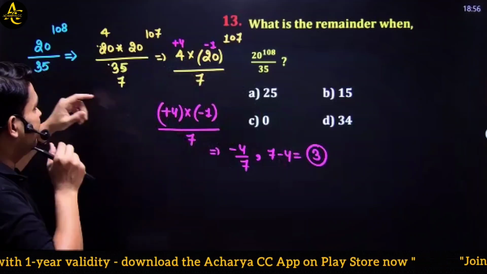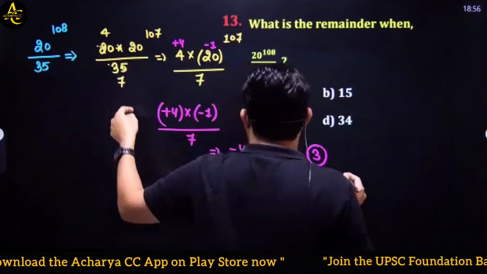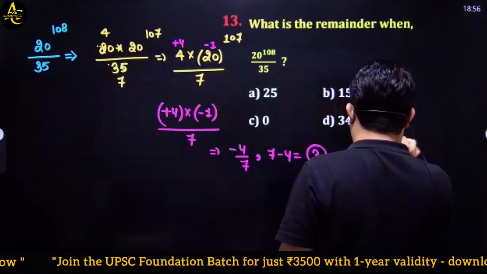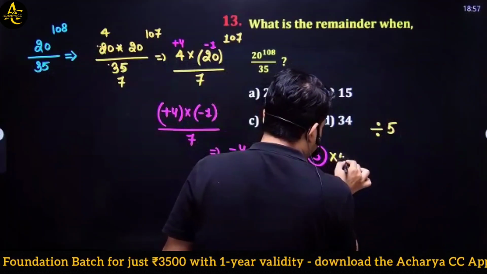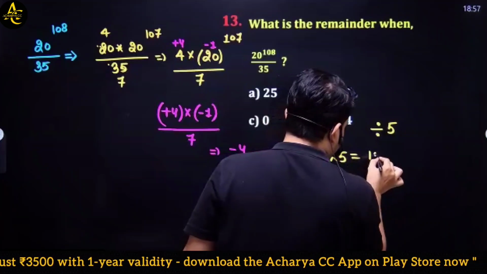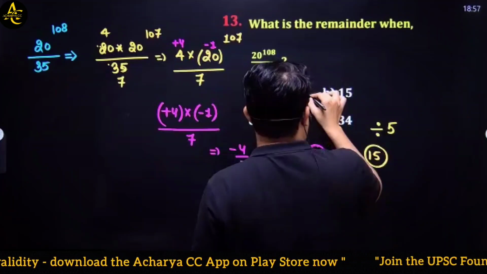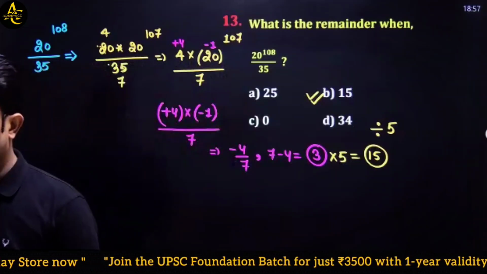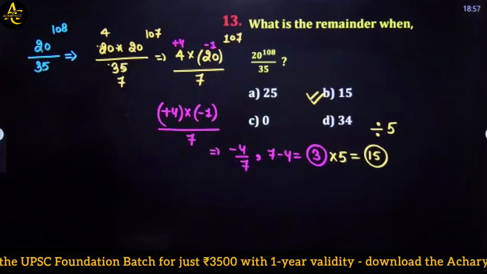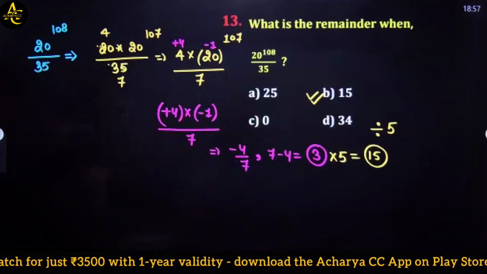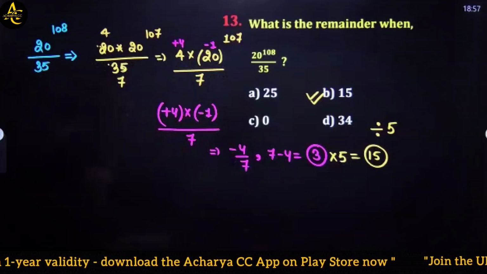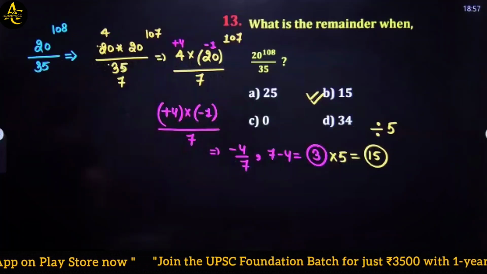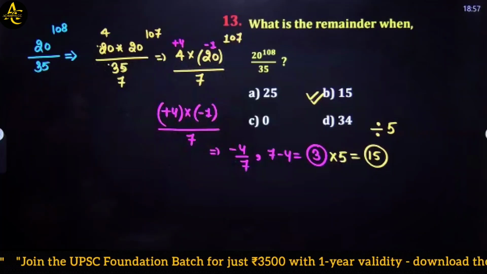Because I have divided the numerator and denominator by 5, I have to multiply it by 5. 5 3s are 15. So 15 will be the correct answer. Option number B. Please tell, is it clear to all of you or should I repeat it? Reply fast. Somkeshwar, Sai, Somkeshwar, Mani, Durga. Repeat it, sir. Okay. Durga, see.